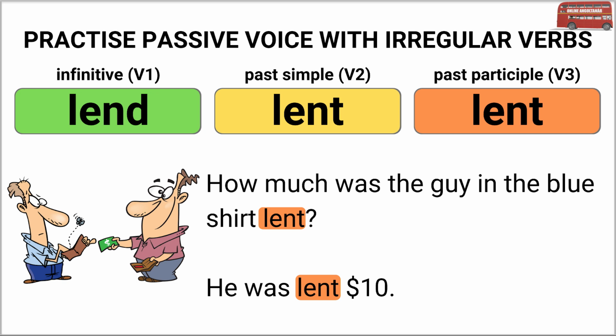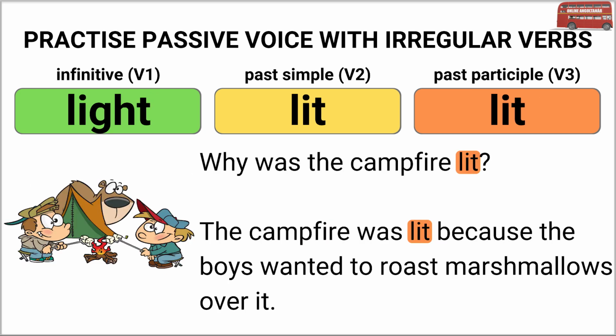Lend, lent, lent. How much was the guy in the blue shirt lent? He was lent $10. Light, lit, lit. Why was the campfire lit? The campfire was lit because the boys wanted to roast marshmallows over it.